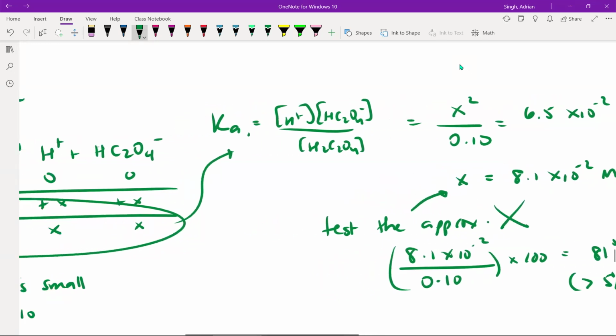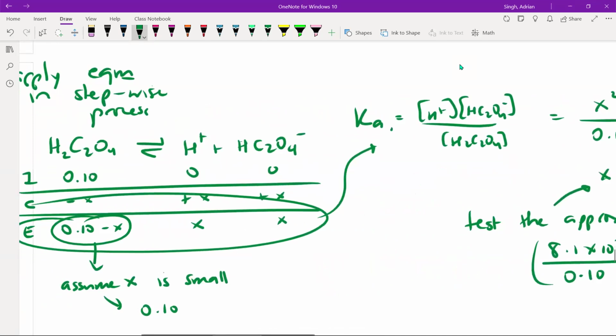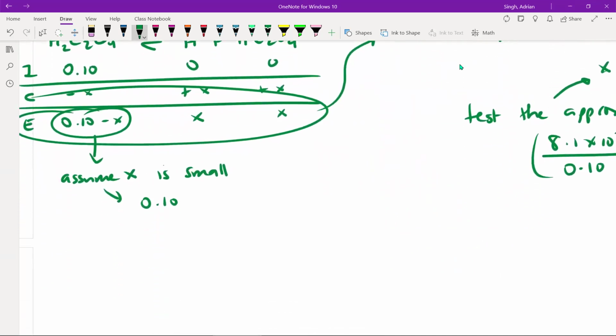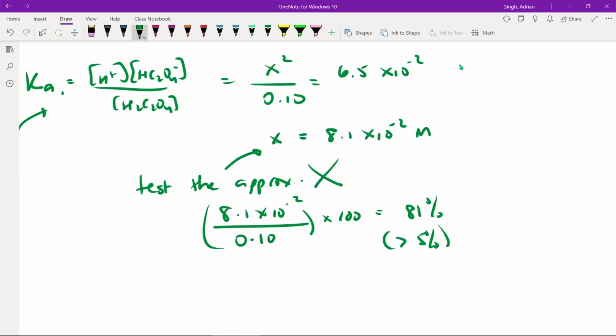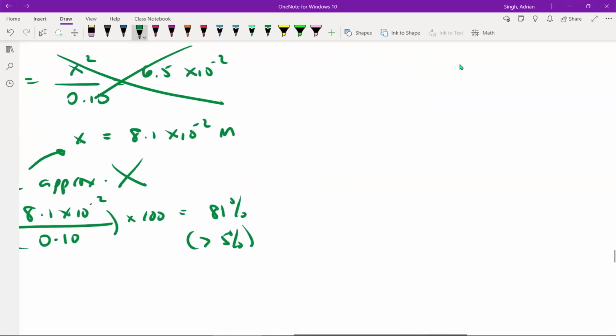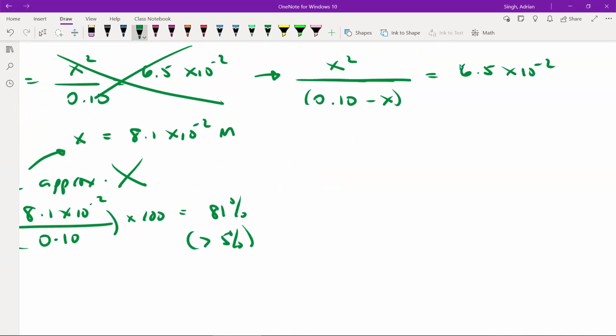We actually have to go through and solve this using the quadratic equation. So this is not going to work. Okay, we can't use this approximation up here. Instead, we're going to have our X squared over 0.10 minus X. We have to now keep track of the X in the denominator. That's still equal to 6.5 times 10 to the negative 2.